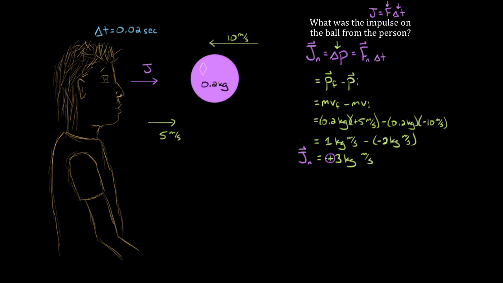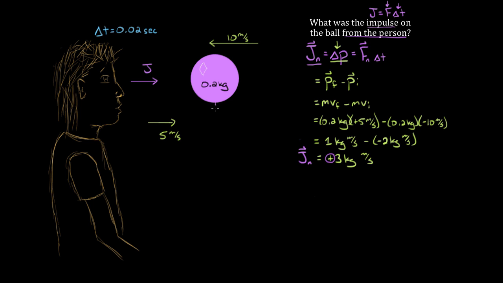Now, if you've been paying attention, you might be like, wait a minute, hold on. What we really did was find the change in momentum of the ball. And when we do that, what we're finding is the net impulse on the ball. In other words, the impulse from all forces on the ball. But what this question was asking for was the impulse from a single force, the impulse from just the person's face.